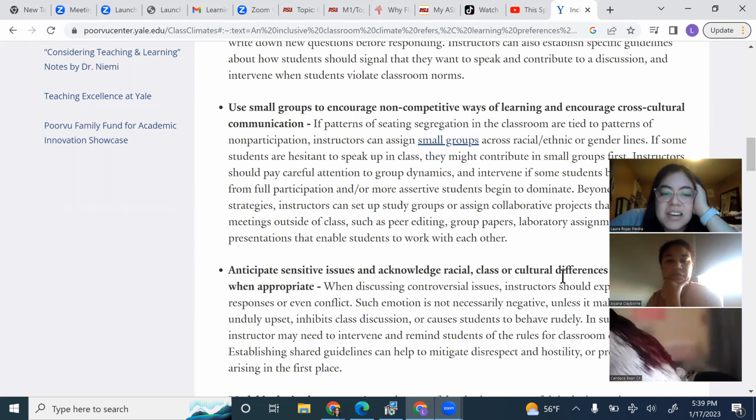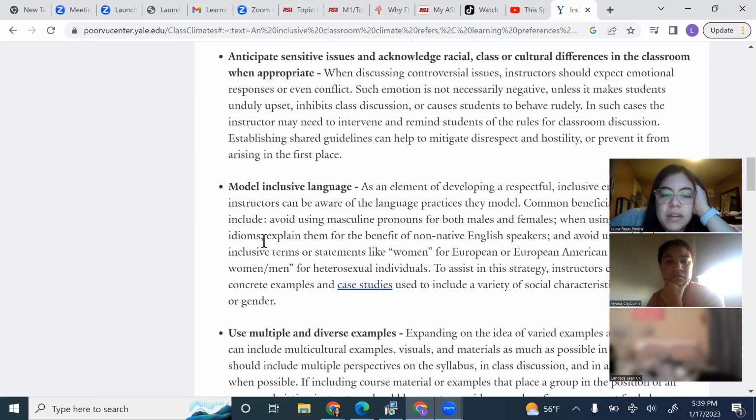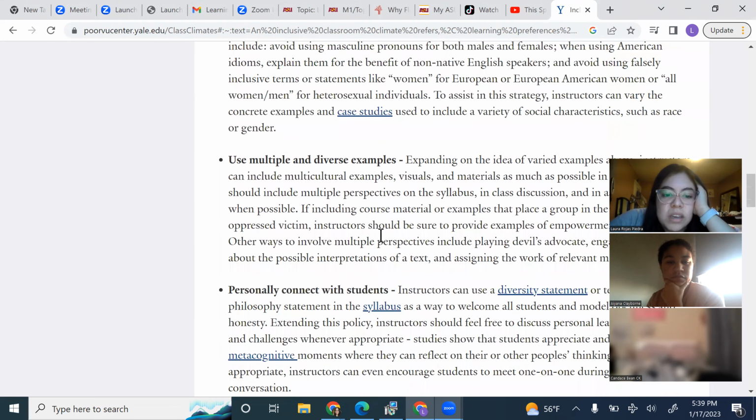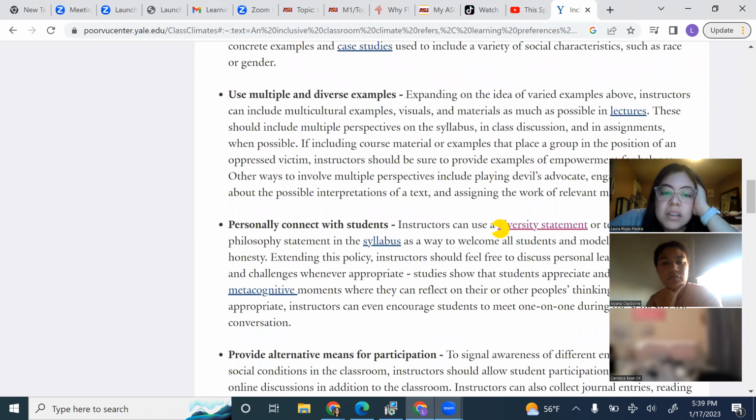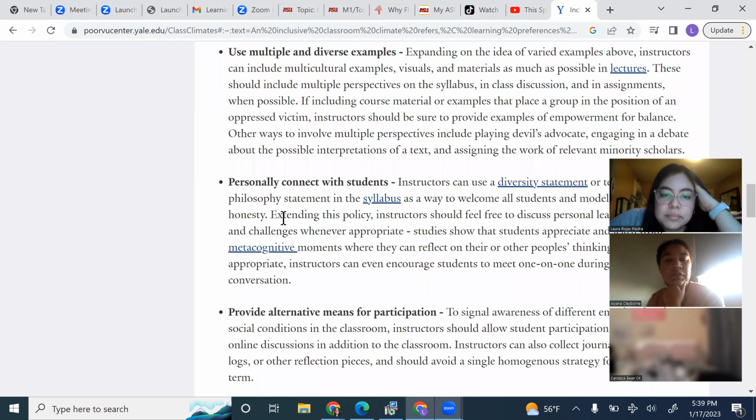Okay, we're pretty much done because this one goes with what we've been talking about, because I would say we're all for inclusion. Yeah. Do you agree? I agree.